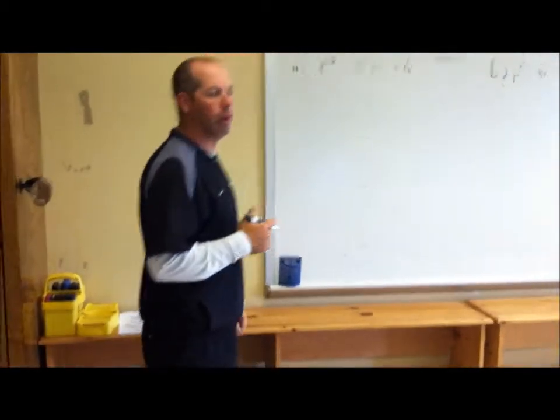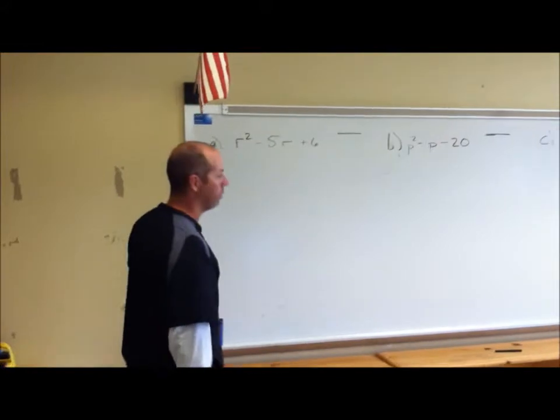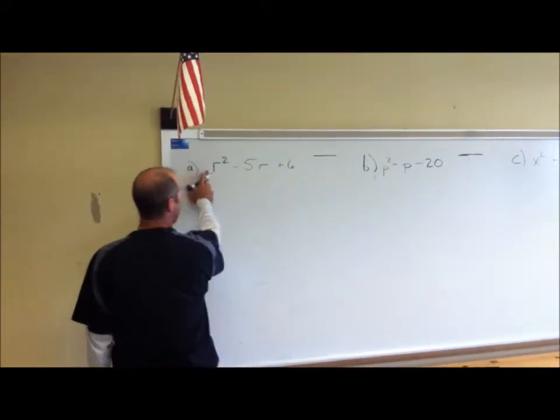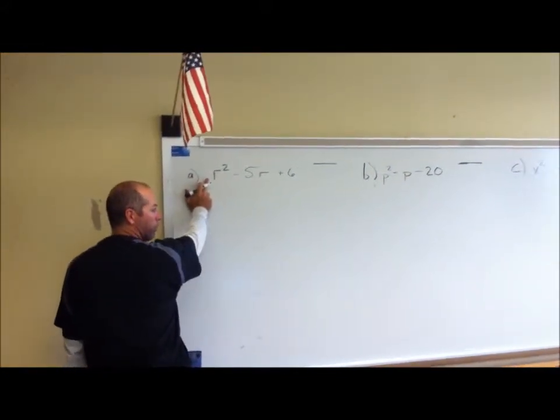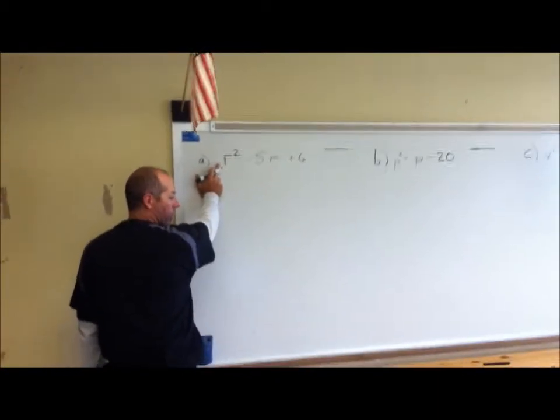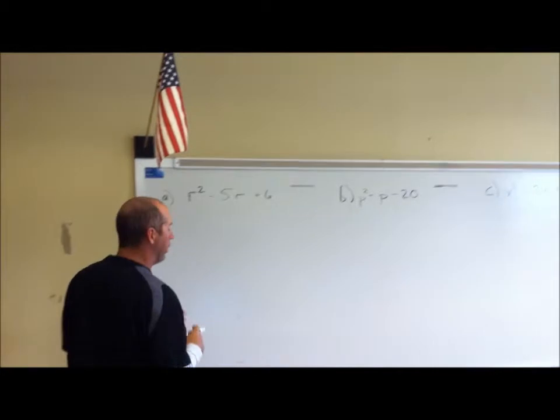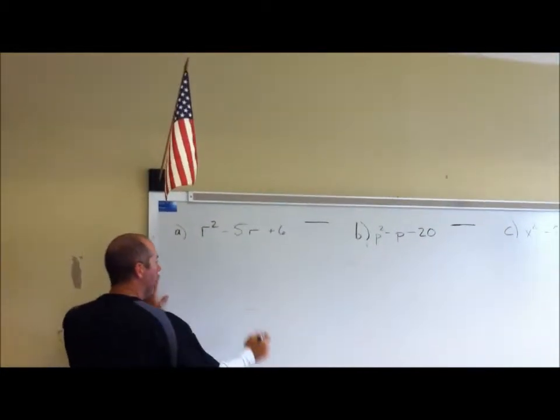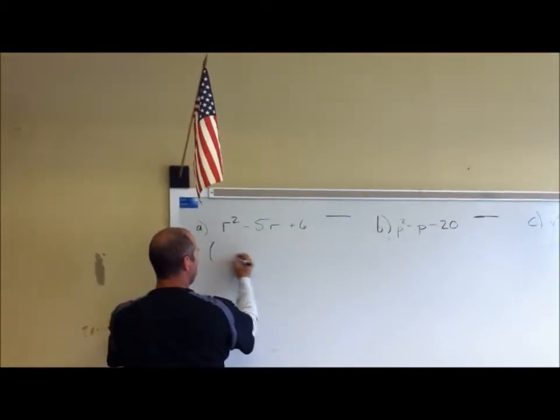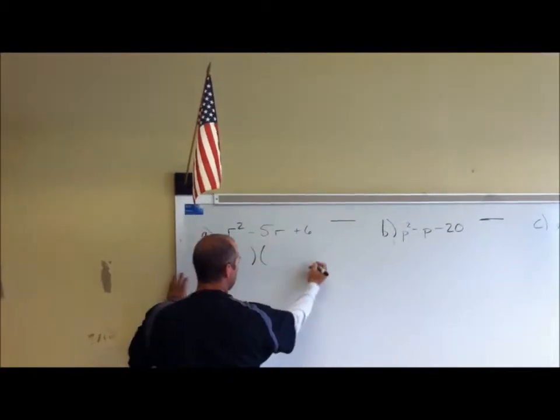Looking at factoring trinomials without a leading coefficient, that means we do not have a number in front of the variable that has a square on it. All right? There's a couple things you need to understand. When I go to factor it, if it doesn't have a leading coefficient, we're going to fill in two parentheses. We're going to make two binomials.